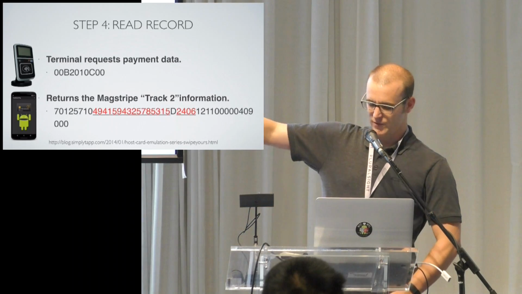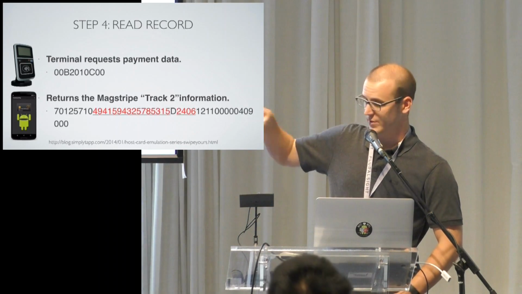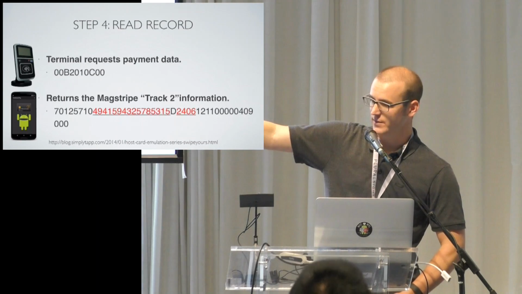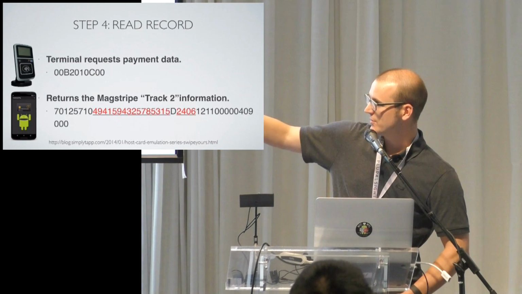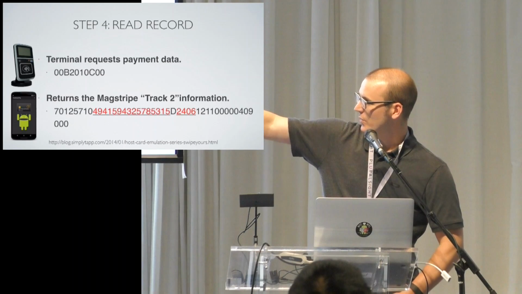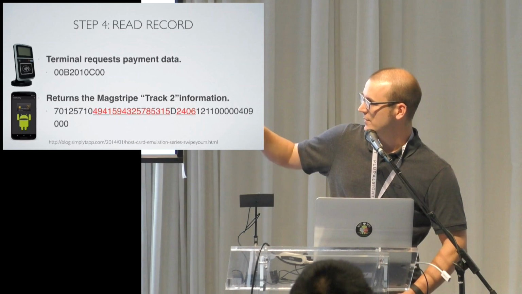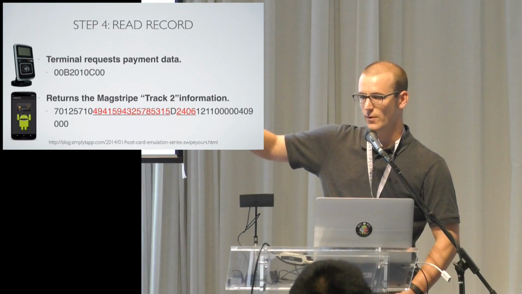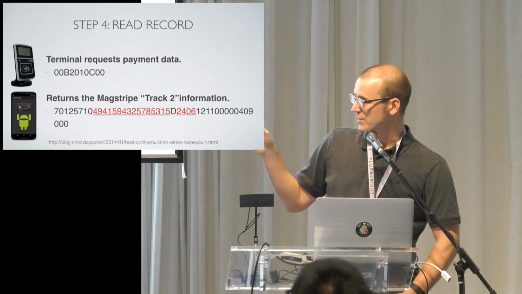And if you look at the first highlighted red number, that is actually the PAN number, which is a credit card number. So if you look, Visa cards usually start with a 4, but there's 16 digits there. And then at the end here, you'll see 2406, which is actually backwards. So it's June of 2024. So all that information is being sent to the terminal.